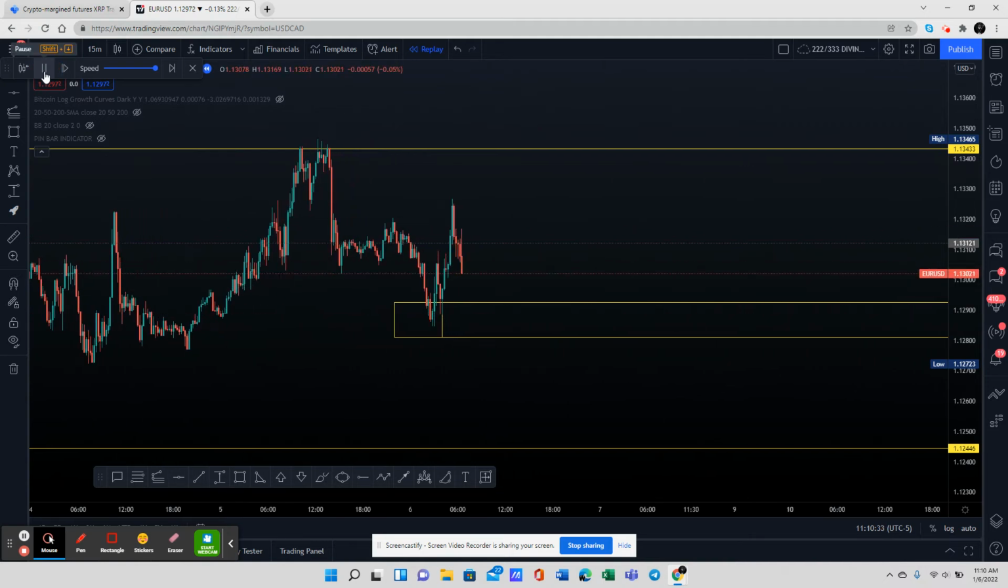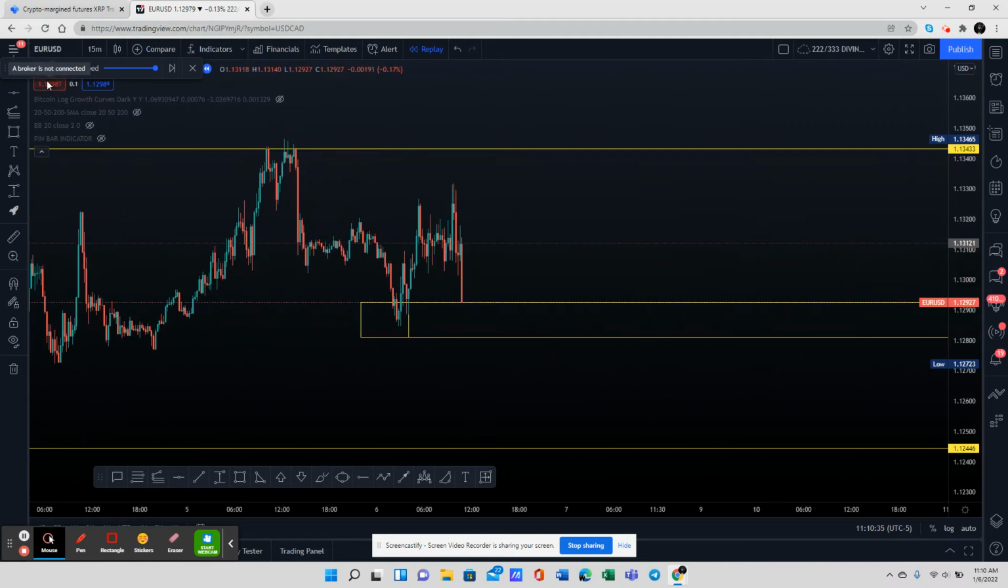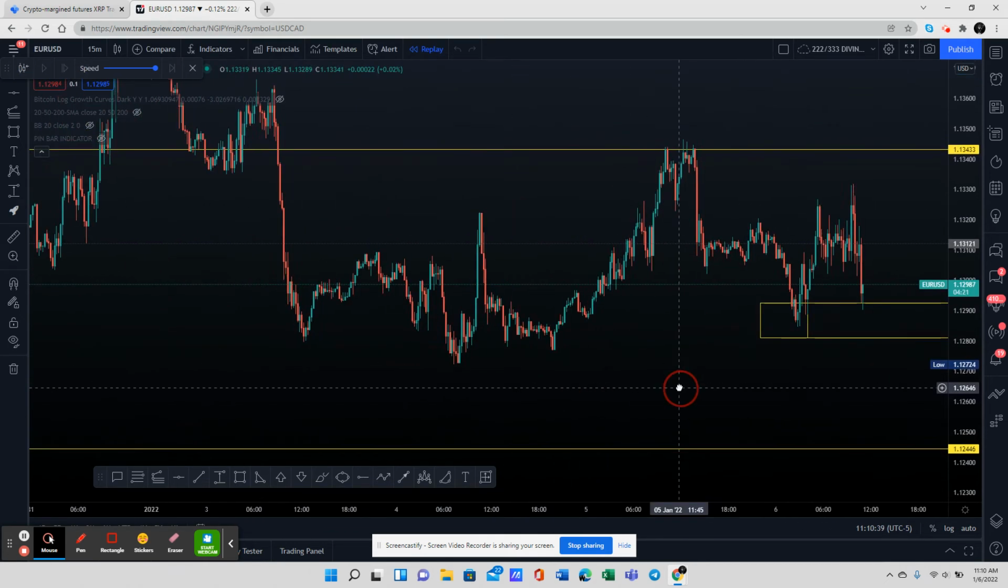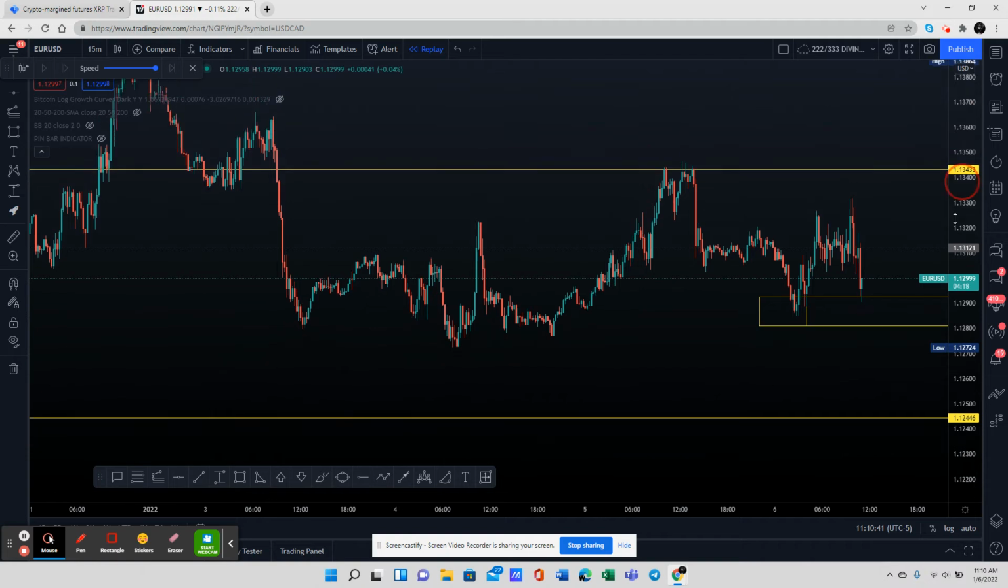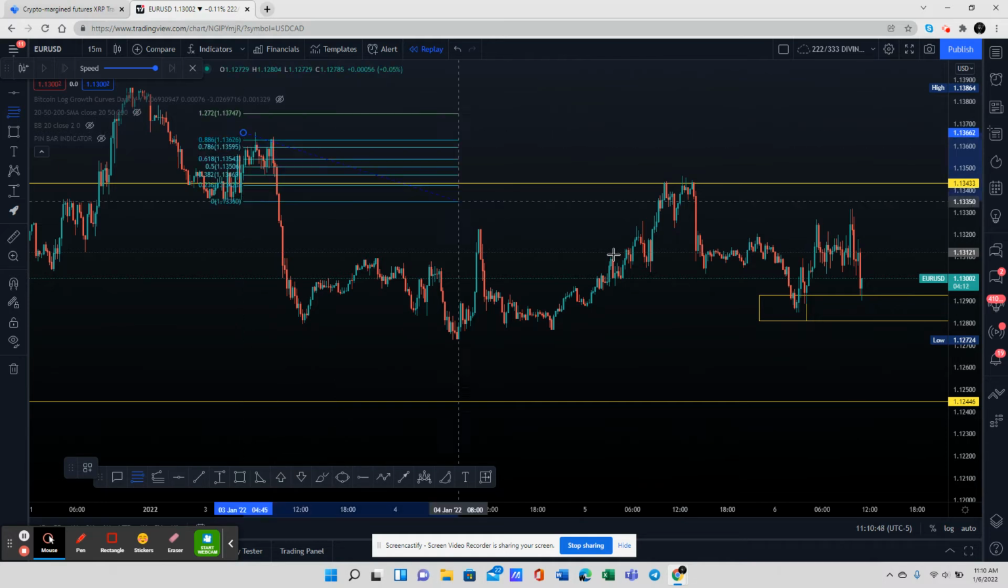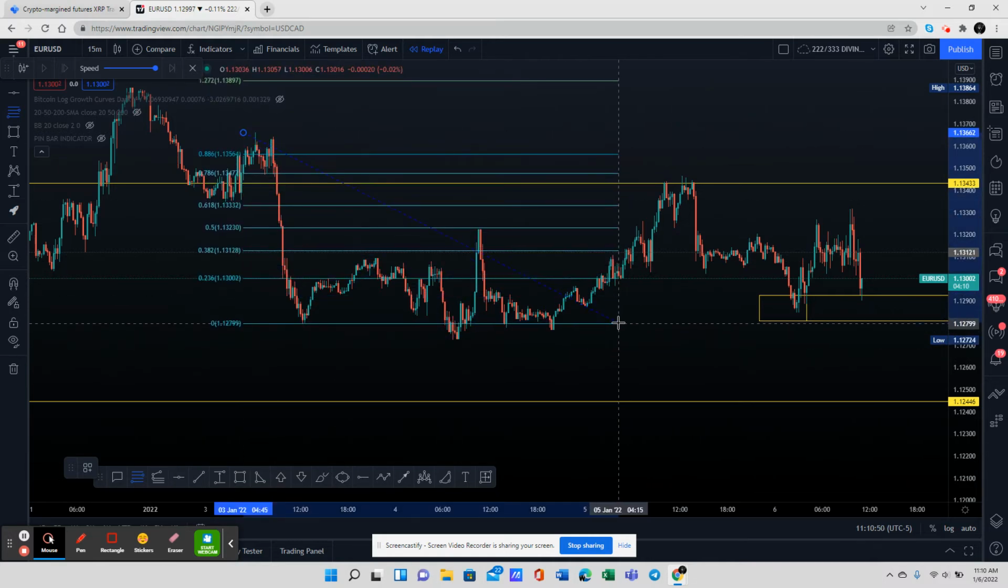And I can just play it again. Targets hit. Keep it simple, guys. Keep it simple. Okay. Don't make it difficult. Watch this. Look at this impulse, but we can do the retracement. This time we can do it from the top. Bring it down to the bottom. Okay.